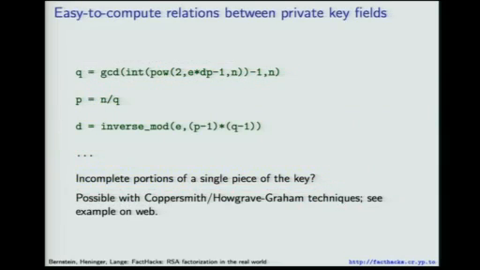All right, so what do we do with this information? Basically, given any part of this private key, we can easily compute all of the other parts. With simple formulas, for Q, we take 2 to the E times D mod P minus 1, minus 1, and GCD that with N. Then we get Q, and then we can figure out what P was by dividing, and figure out what D is, and so on and so forth.